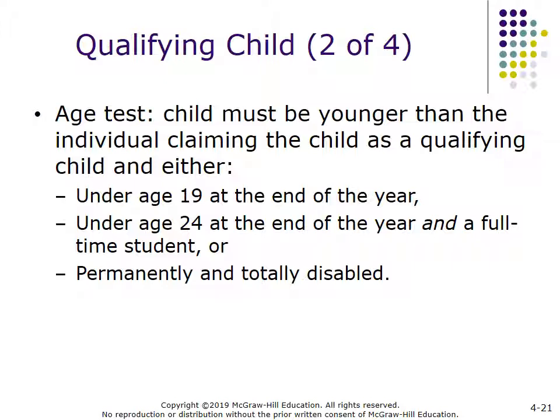What if they're 19? Well, if they're under 24 at the end of the school year and a full-time student for 5 months of the year, they meet the test. So if they're over 19 but under 24, they have to be a full-time student for 5 months of the year. They meet the test. Taxpayer may be able to claim them. Or if the potential dependent is permanently and totally disabled, it doesn't matter how old they are. They meet the test.